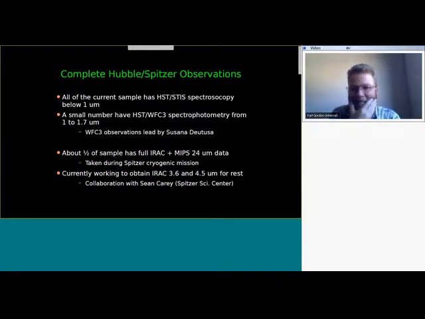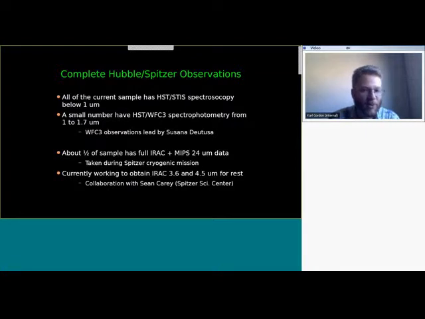To complete the Hubble and Spitzer observations, all the current sample has HST STIS spectroscopy below 1 micron. If we expand the sample, we'll want to add those in and get this spectroscopy for all the sources that are bright enough. Maybe we will then move to filter photometry with other instruments on Hubble if they're fainter, which may very well be. A number of the stars already have HST WFC3 spectrophotometry from 1 to 1.7 microns, with WFC3 observations led by Susana Deustua. And we're going to, of course, get the rest of the sample. Getting the near infrared has been very valuable in constraining the models.